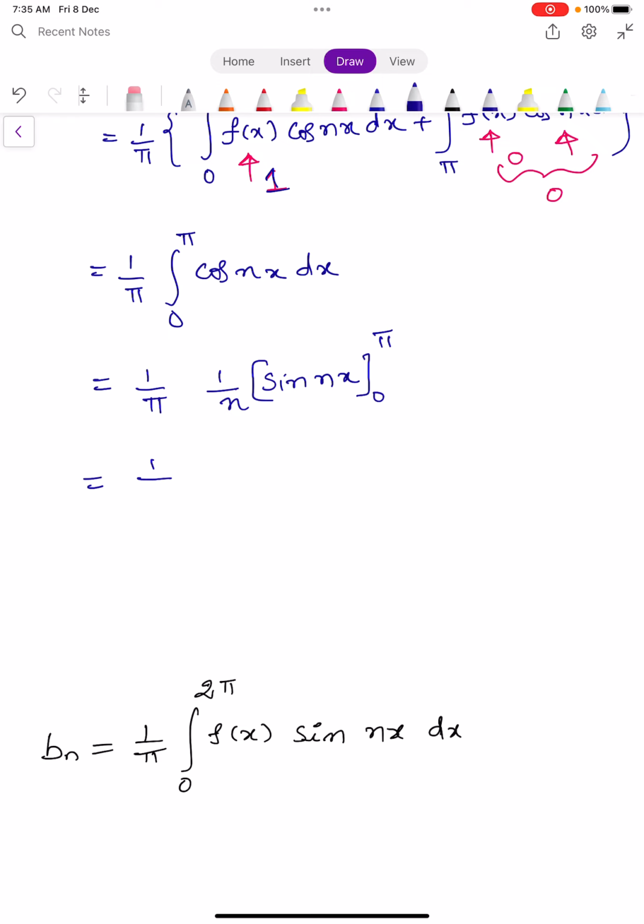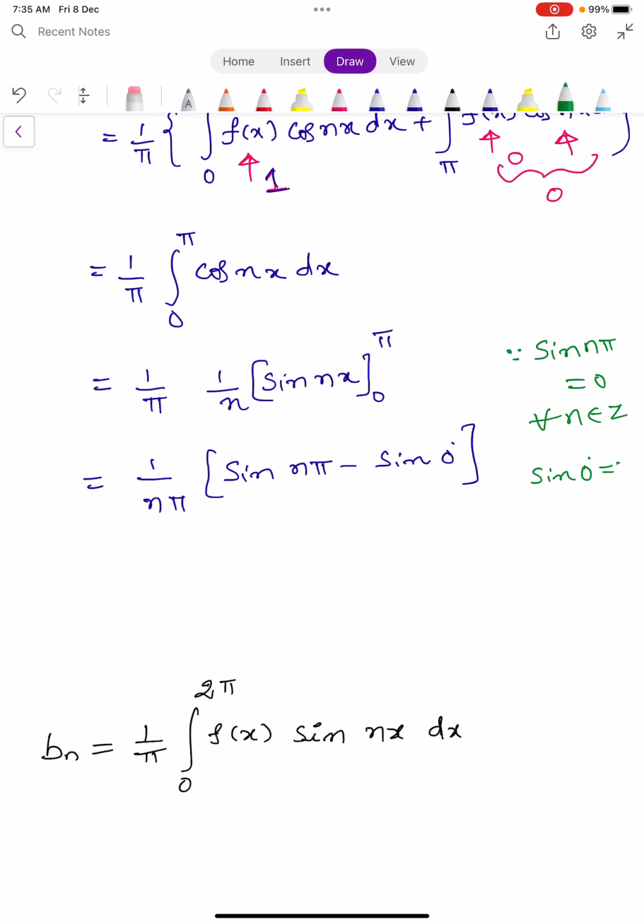So you can write 1 by n pi into sin n pi, substituting the limits, minus sin 0. We know that sin n pi is equal to 0 for all n belonging to Z, and sin 0 is also equal to 0. So the value here is 0, and this is also 0. So finally 1 by n pi into 0, you get 0.